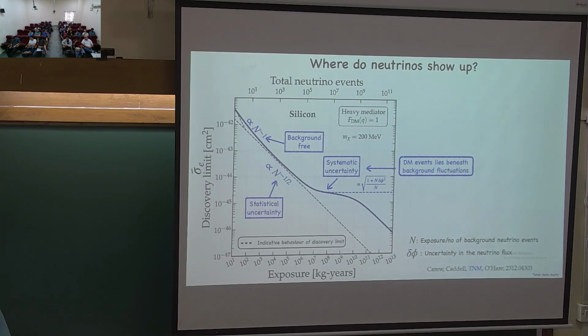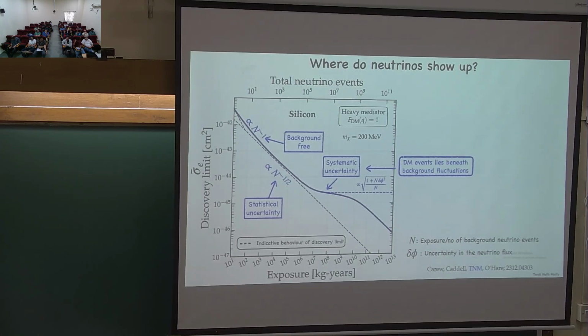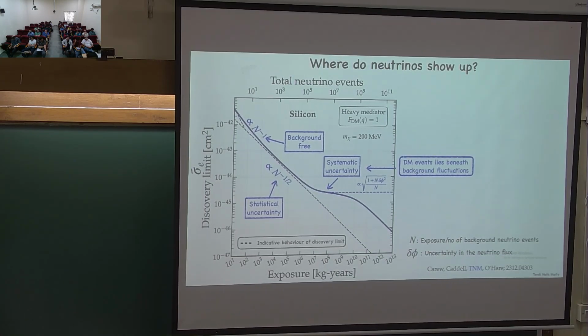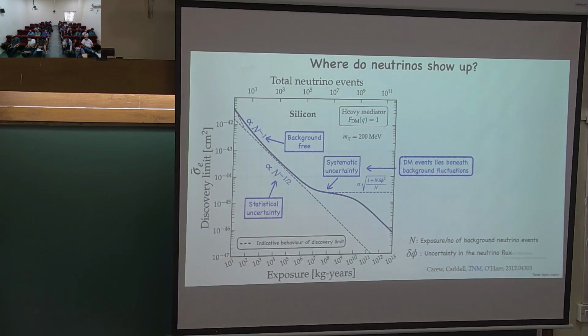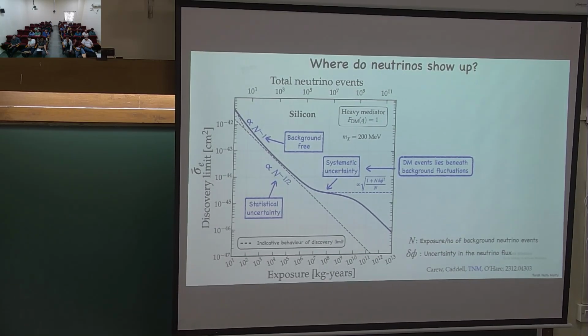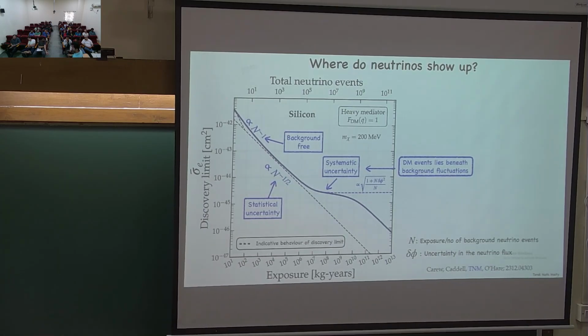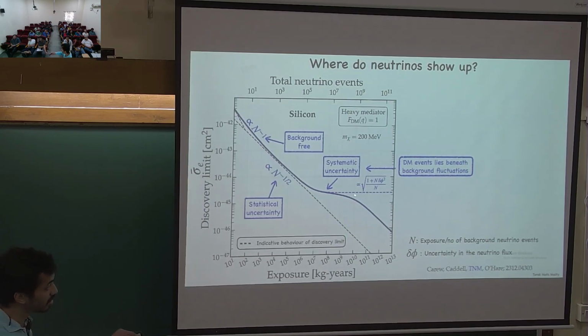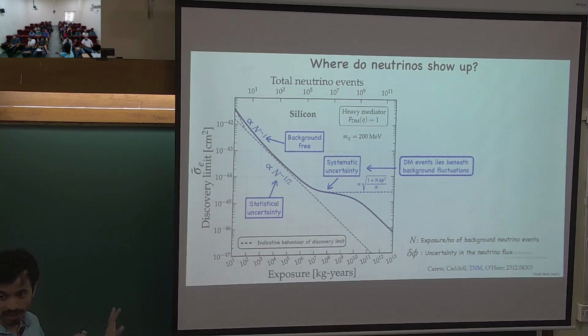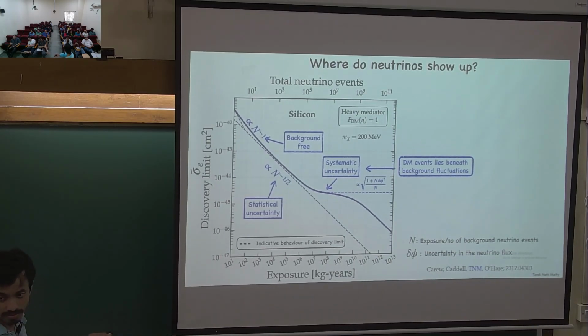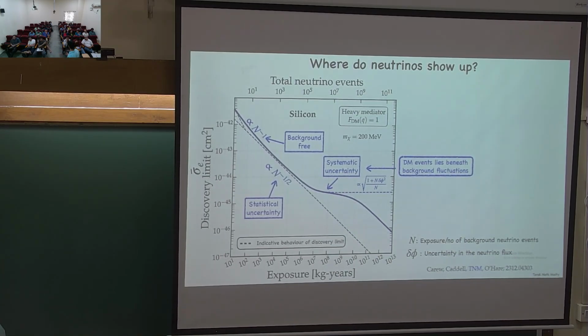So we do not know the neutrino flux very precisely. We do know these things with good accuracy, but we do not know them very precisely. That's why you enter the systematic uncertainty regime. This is from our numerical calculation. The dashed line is an indicative behavior of this particular process, and the solid line is from our calculation itself.